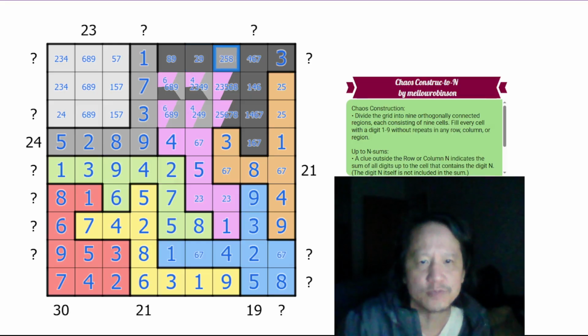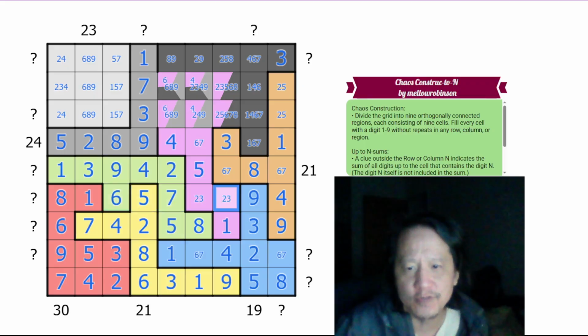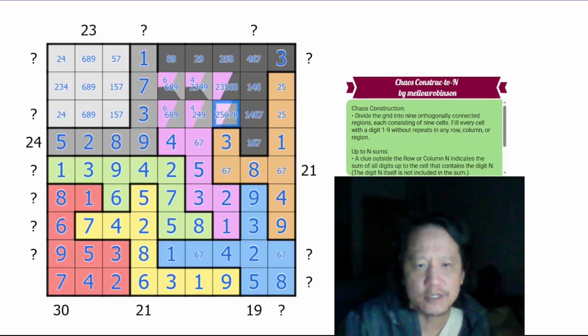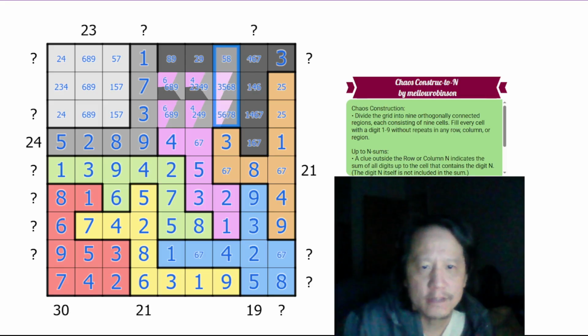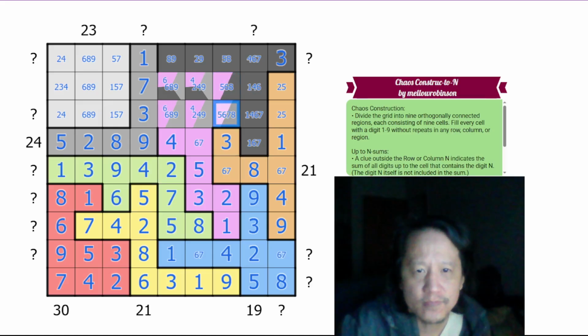We celebrate because we know we're close to solving this. This can't be 3 because of the 3 in the column. So this is 2, that's 3. That eliminates 2 from the rest of the column. So this can't be 2. This can't be 3 here because of the 3 in the column. This can't be 3 here because of the 3 in the column. Okay. This can't be 1 because of 1 in the row.